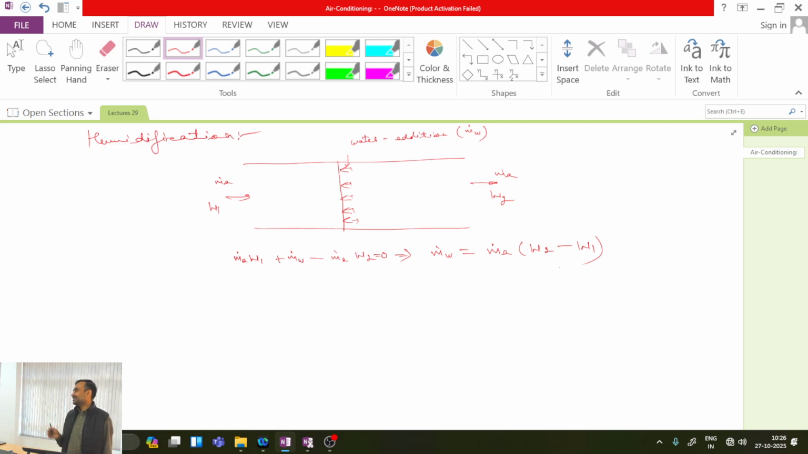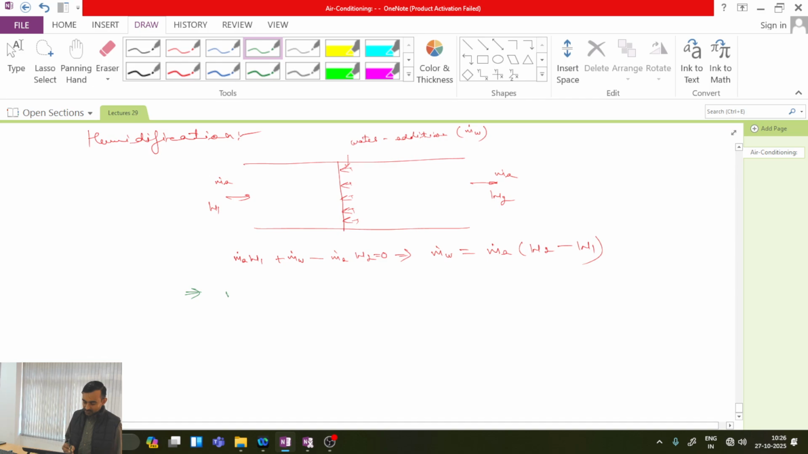Presently let us consider it water addition. Now we will see the cases: if we add water, then what will happen? If we add water vapor, then what will happen? Okay, that we will see further. Is this one clear? Now let's go to the energy balance.